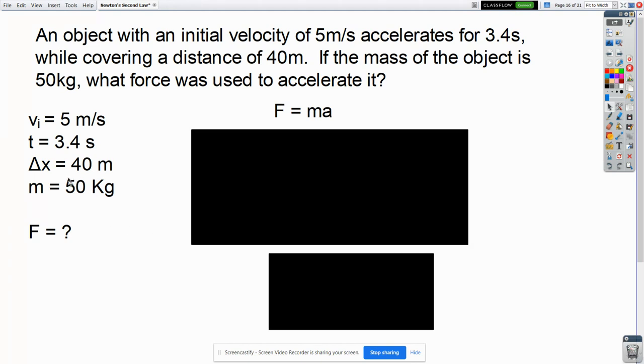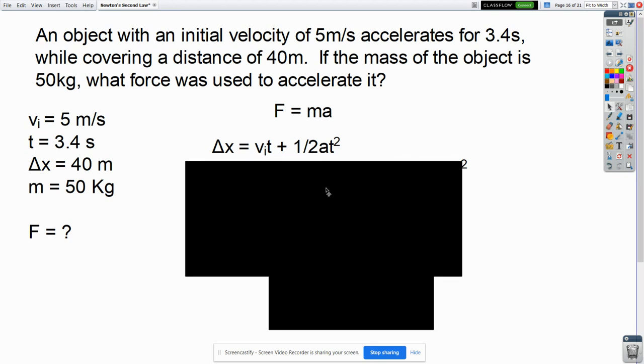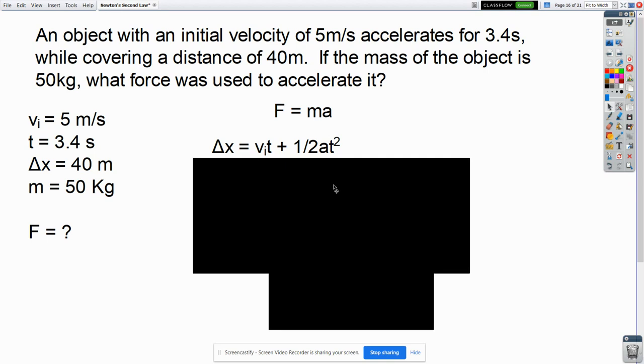And I recognize, well, I do know the mass of my object. I don't know my acceleration. So I'm going to have to find a way to use these three pieces of information to give me A. I can't use the acceleration equation this time because I don't have a VF. I have a displacement instead, which tells me I'm going to have to use a kinematic equation. So I go find the kinematic equation that has A, VI, T, and delta X in it. That would be the delta X equals VIT plus 1/2 AT squared equation.